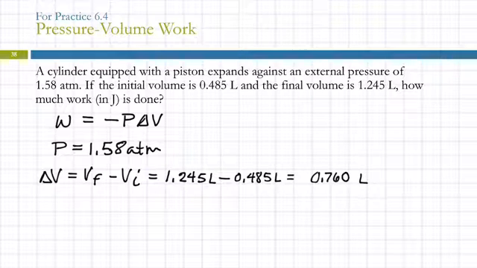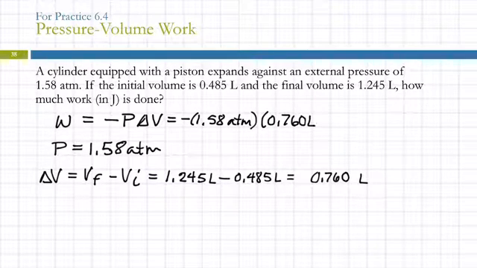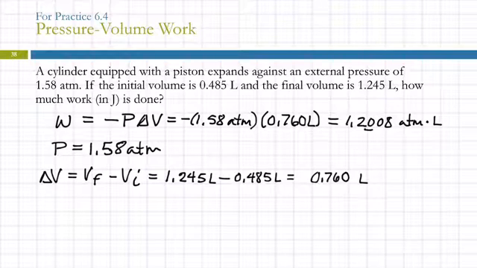Okay, so now I've got P and I've got delta V, so I can put them in here. Negative 1.58 atmospheres times 0.760 liters. I come up with 1.2008. That would have 3 sig figs. What are the units? Atmosphere liters. It is negative, thank you. I was testing you. Negative atmosphere liters. What does the question ask for?